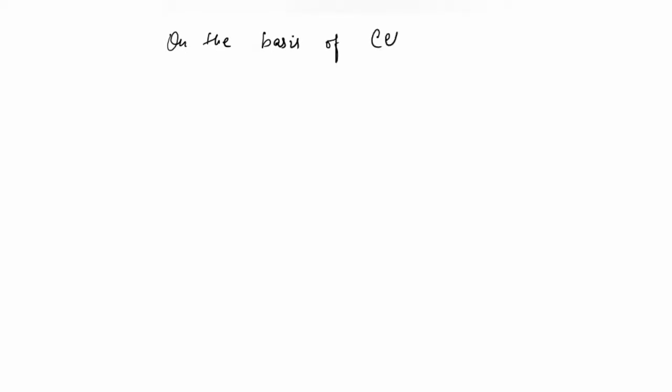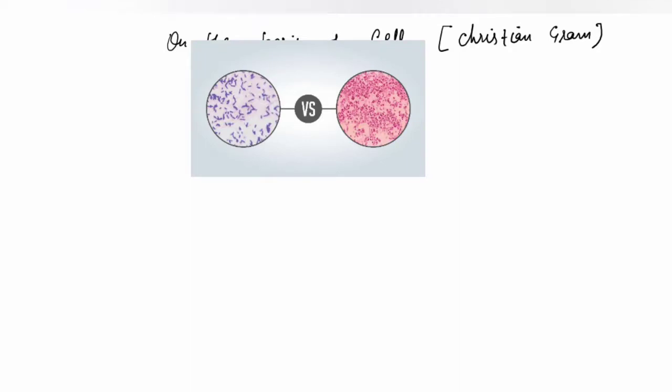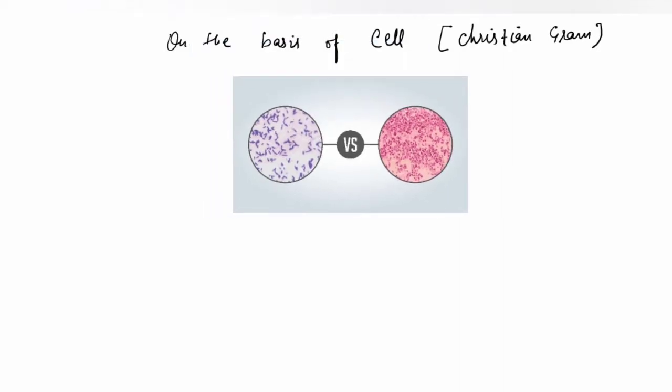Now on the basis of cell wall, Christian Gram is a scientist who discovered gram staining. So on the basis of gram staining, we have divided the bacterial cell into two categories, that is gram-positive bacteria and gram-negative bacteria.